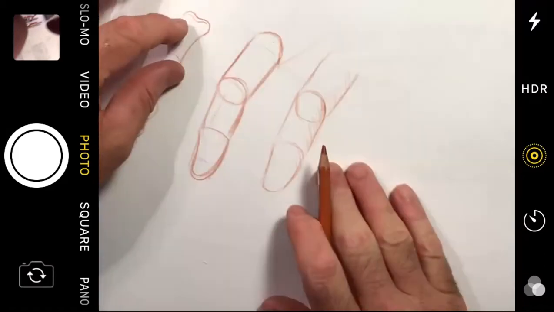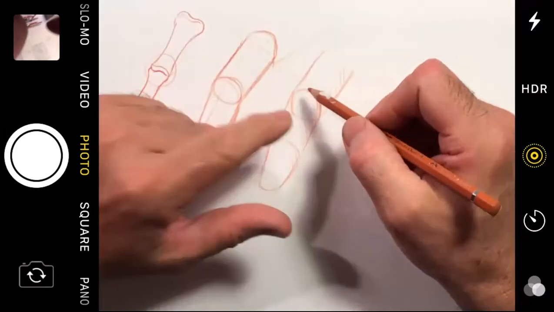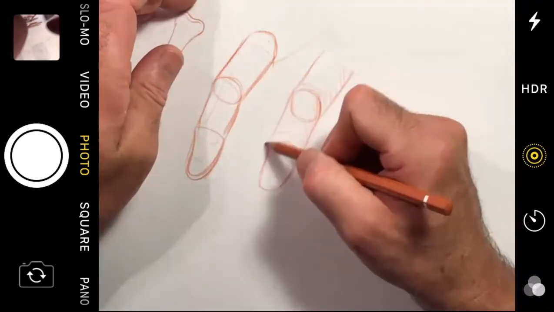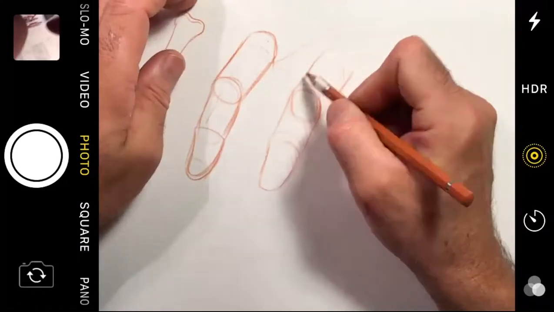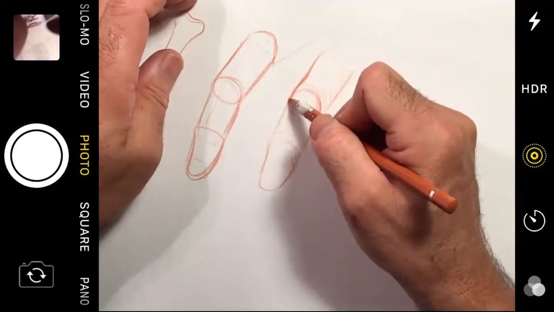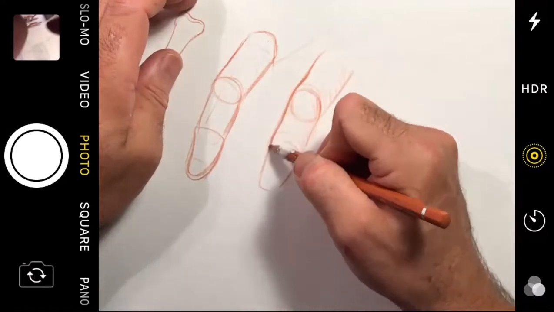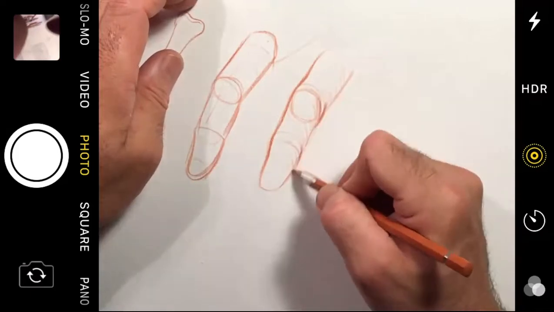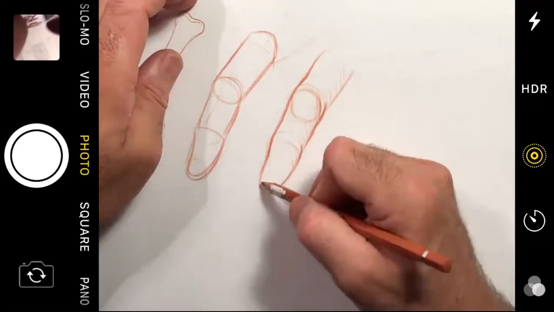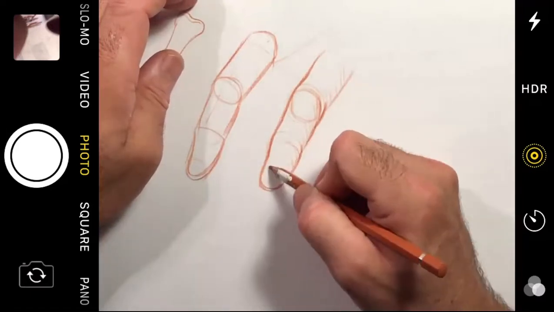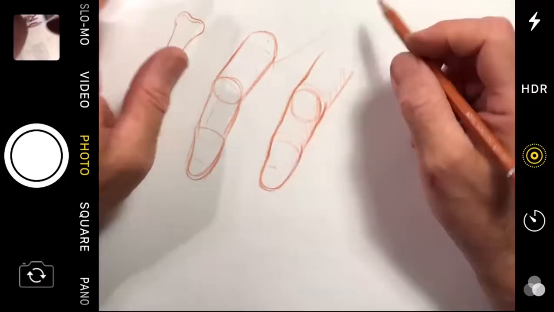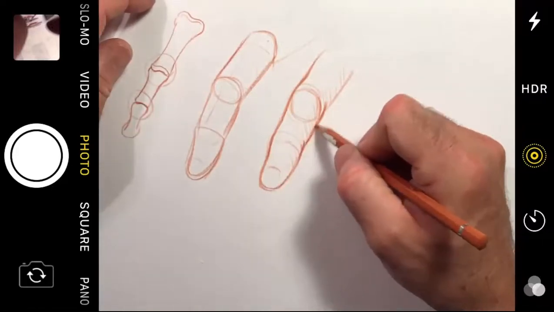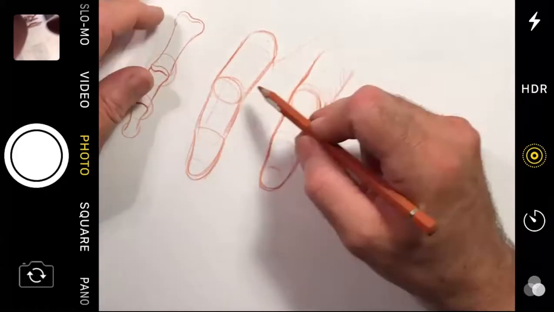Therefore, in my finger, I want to think that inside here and inside here I have some sort of sphere, which makes the finger not straight, but swelling here, and then swelling in here, and so on. So now this overlaps that, and this overlaps that. And see how we start moving away from metal tubes and more toward flesh and bone.